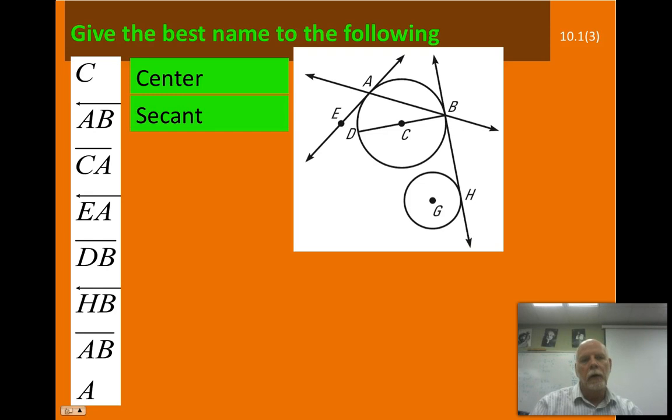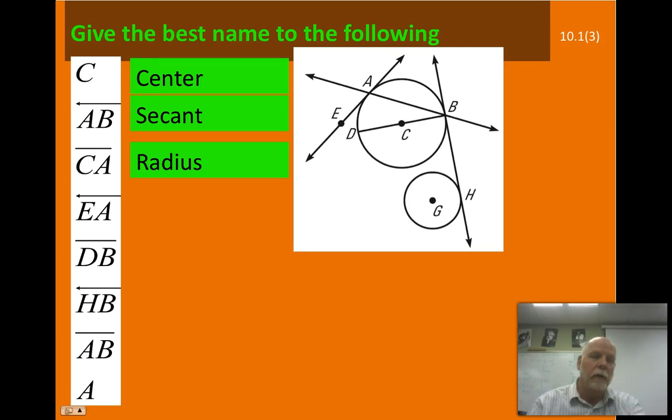Okay, now notice here this is a segment CA. Now notice that there isn't a segment CA drawn in this diagram, but that doesn't matter. If there were a segment CA drawn, it would be a radius of that circle. Okay, and again, we can draw a radius anywhere in the circle as long as we draw it from the center out to a point on the circle. That's going to be a radius.